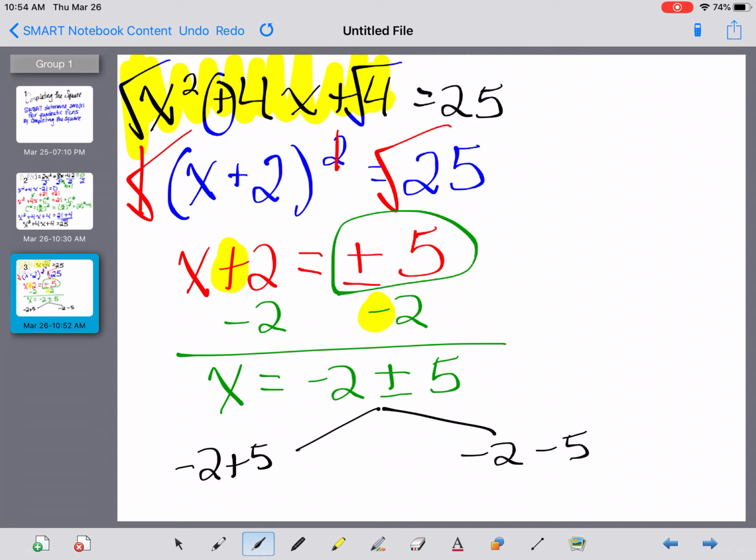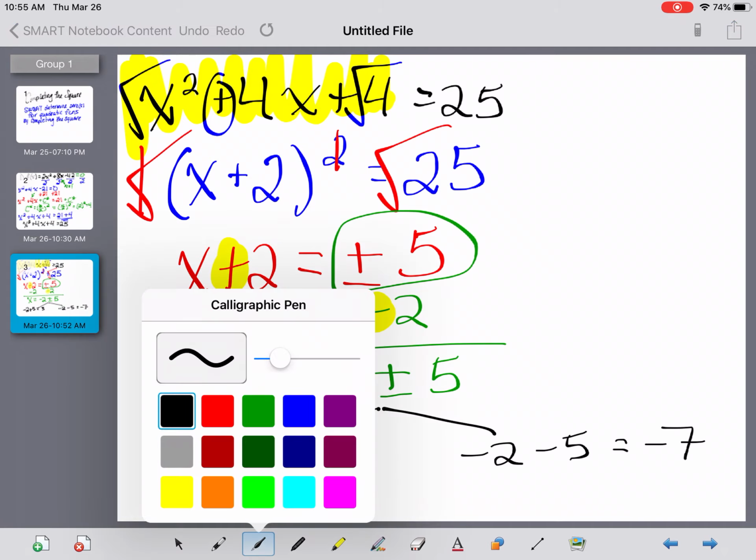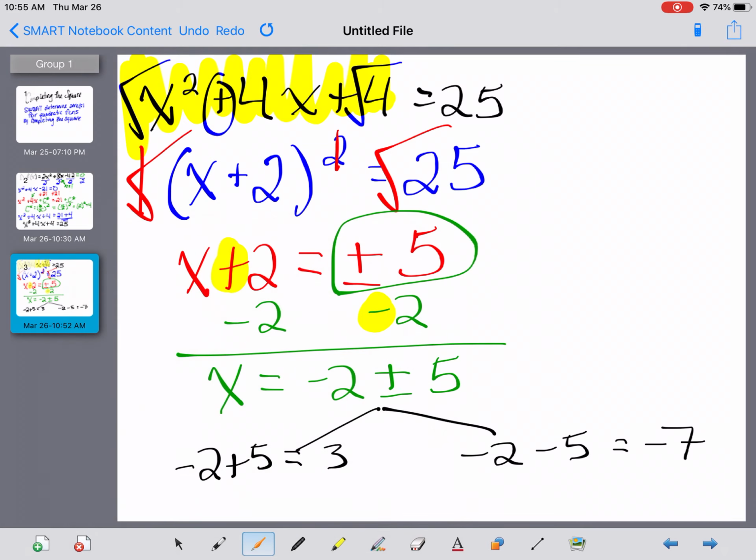Well, -2 plus 5, that's 3. -2 minus 5 is -7. And then we just want to make Mr. Sats really happy by writing the answer as an ordered pair, because that shows that we understand what we just found. We found the point (3, 0), and the other point, (-7, 0).